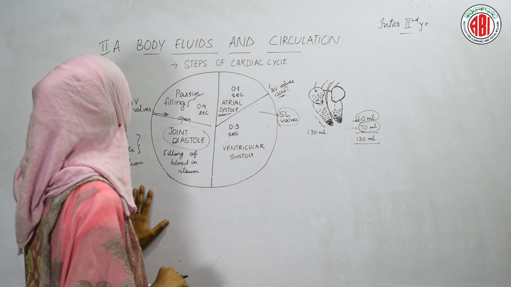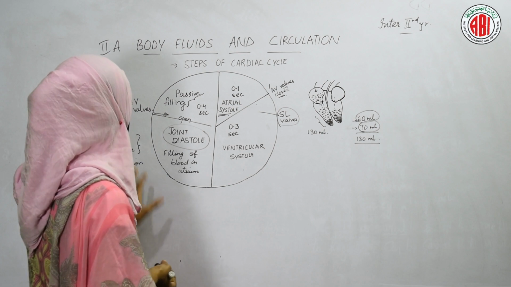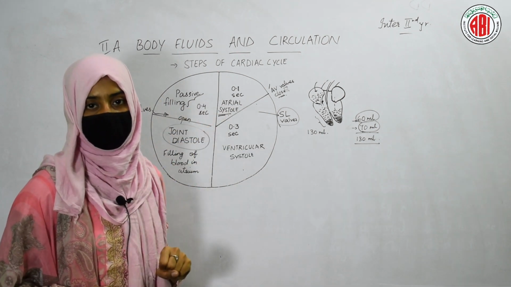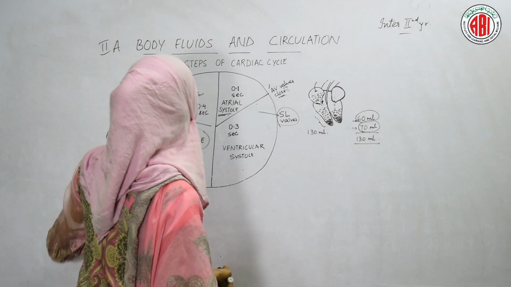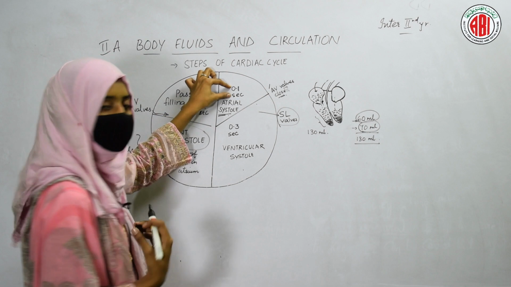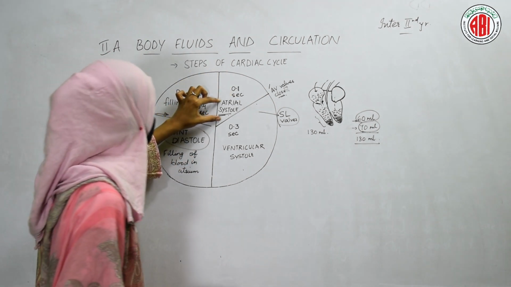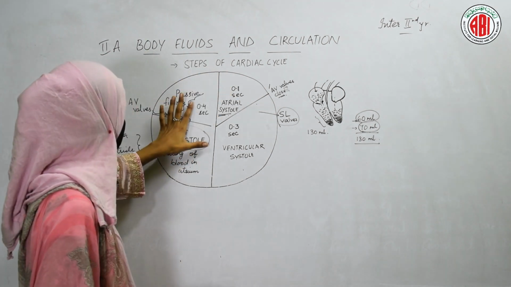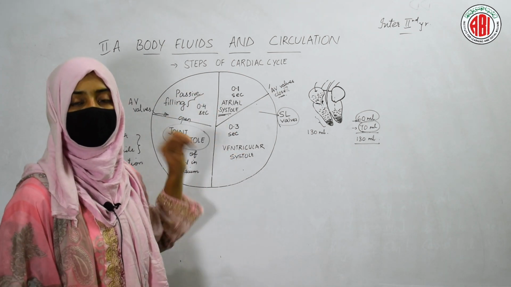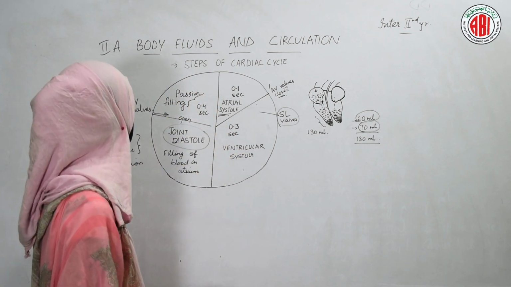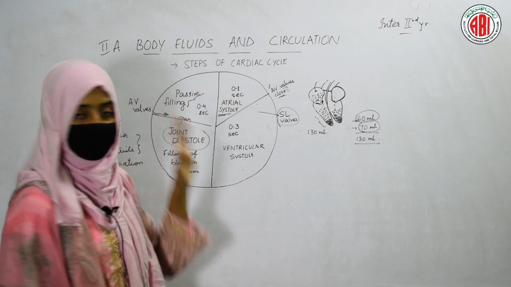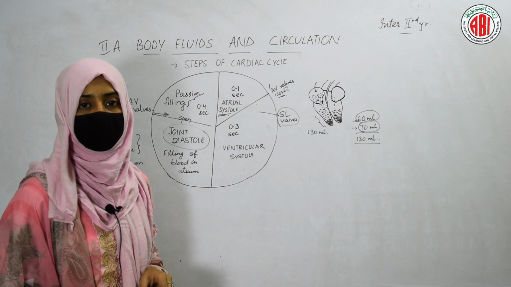If you see this pie chart, you can understand that most of the time the atria will be in a relaxed condition. It doesn't contract for a longer period of time. Only 0.1 second is the time period for atrial systole and for the rest of the time, 0.7 seconds, it doesn't contract. It doesn't show any systolic condition. In this way all the steps of the cardiac cycle can be seen that take place within 0.8 seconds.